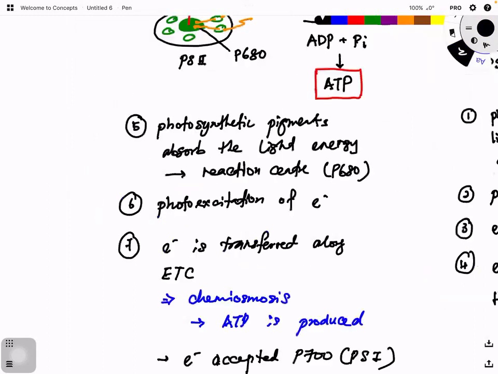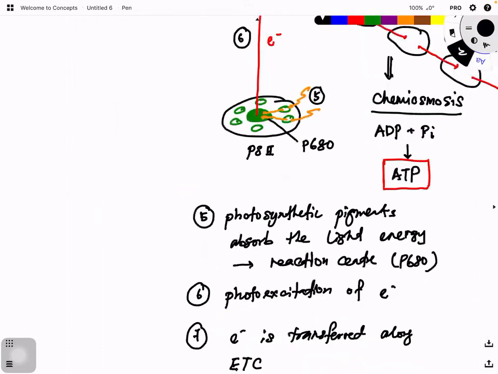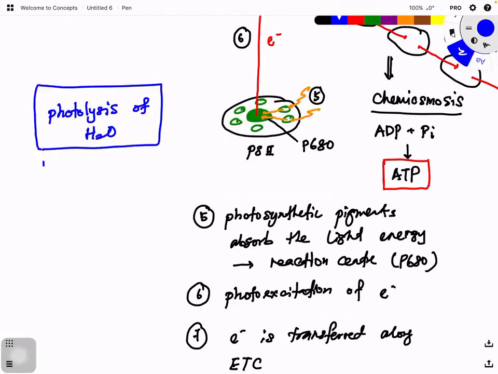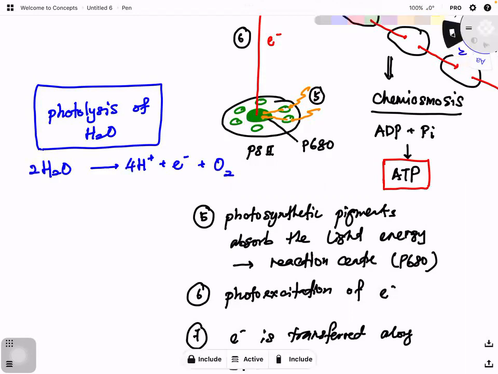Clear? Now what's the problem? Photosystem 2 now lacks electrons. So we have to carry out photolysis of water, of H2O. So basically H2O gets H plus, electron, plus O2. If you balance the equation, it will be 2, 4, and 4. Are you clear?